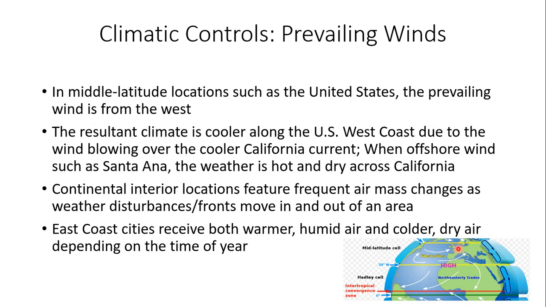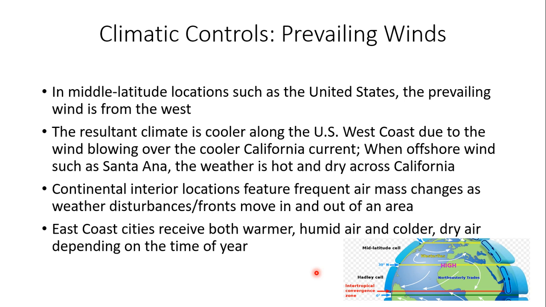The next climatic control we'll talk about is those prevailing winds, which I kind of hinted at on the last slide there. In mid-latitude locations such as the United States, the prevailing wind is from the west. The resultant climate is generally cooler, as I mentioned previously, along the U.S. West Coast, because those westerly winds are blowing over the colder ocean current, that California current.